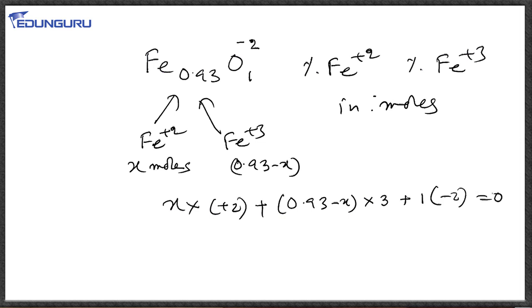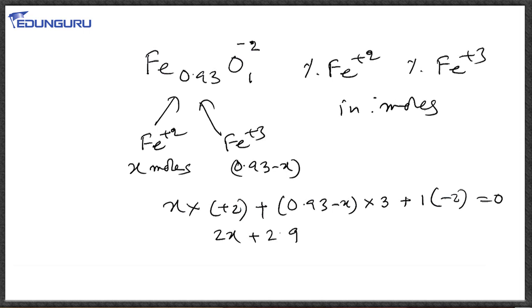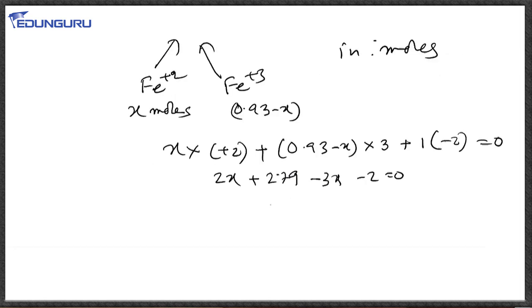So, just solving this question you can get that 2x plus 2.79 minus 3x minus 2 equal to 0. So, you can go like this, that is 2x minus 3x is minus x, and that is equal to minus 0.79. So, therefore, x equal to 0.79 moles. So, that means number of moles of Fe+2 is 0.79 moles.